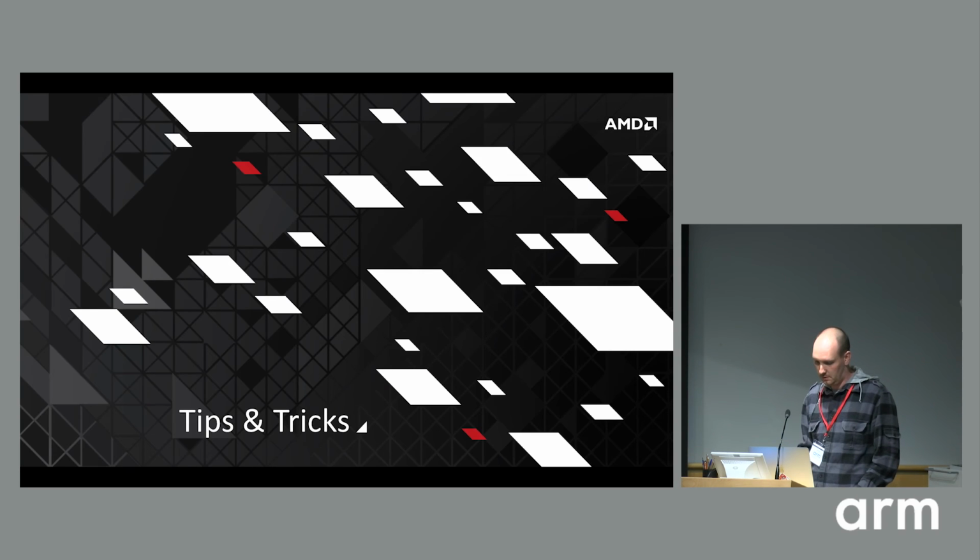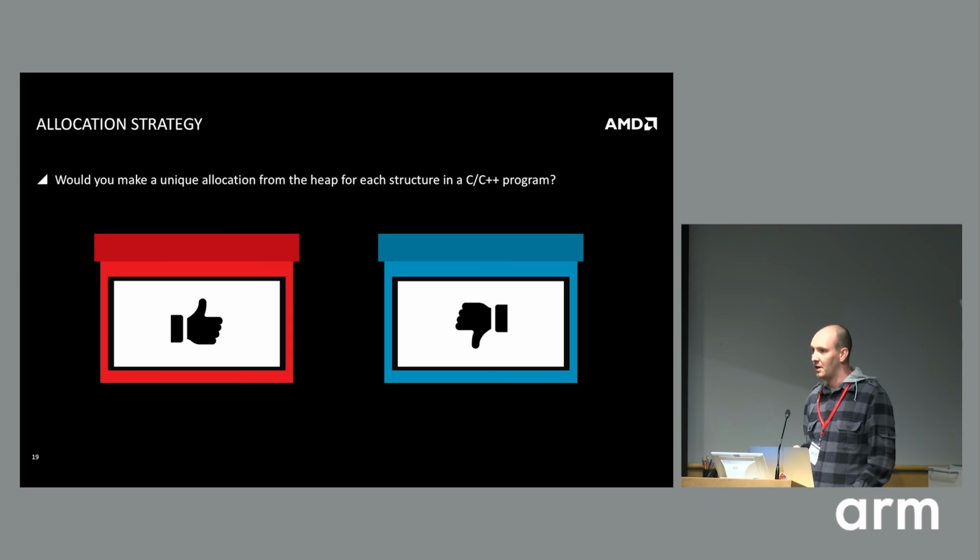Okay, so some tips and tricks. We'll start with a little game. So how many people here would make a unique allocation for every structure or class in a C or C++ program? If you're voting for the red box, will you put your hands up for red? One guy with the red, okay? Yeah, sorry, red for no. Thumbs up for red if you would do it. Blue box, no, you would not do this. Hands up if you would not do this.